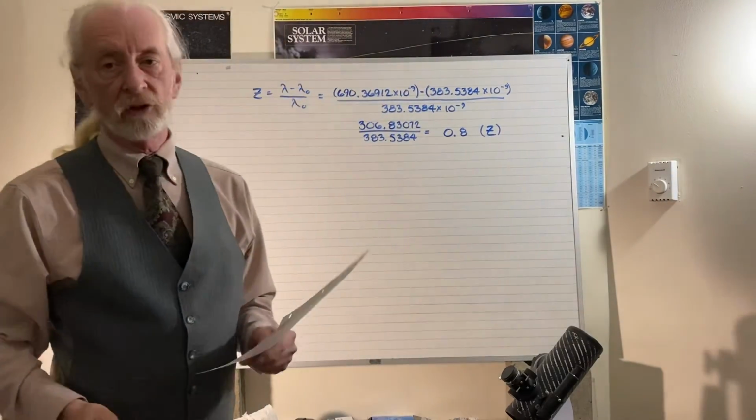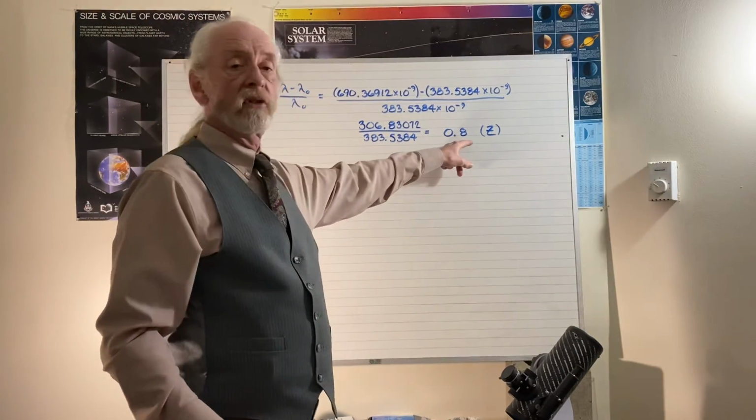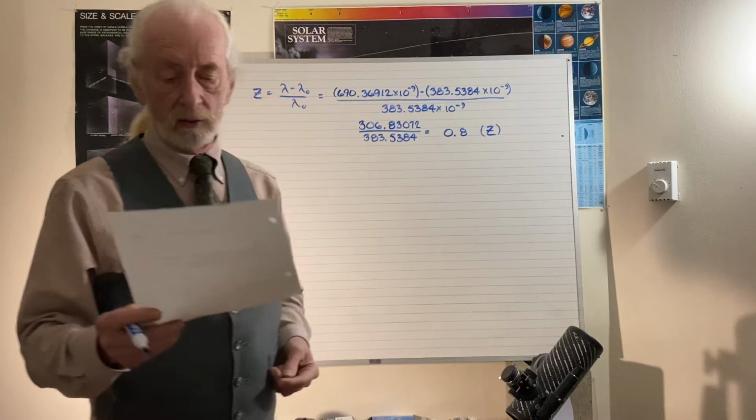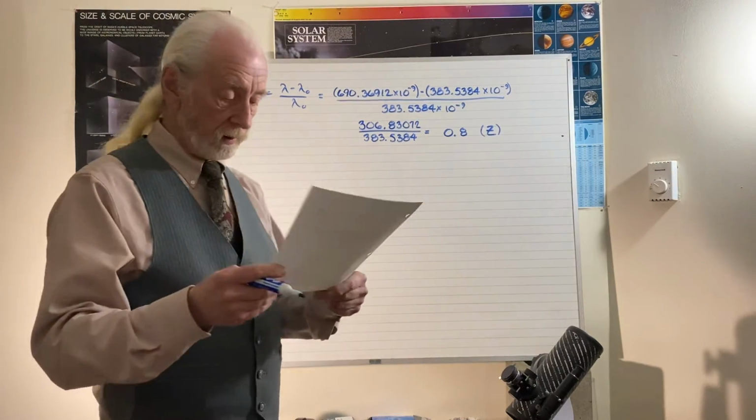And if you look at that cheat chart, you'll see that we don't have an entry for a redshift z of 0.8. So what to do? Well, we bash it out the hard way. Here's how we do it.